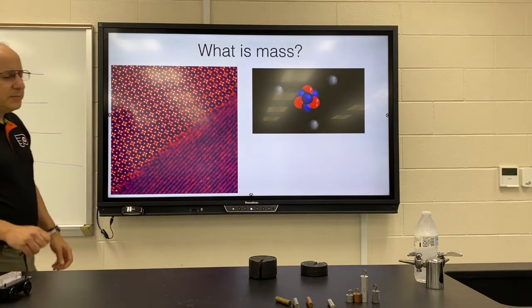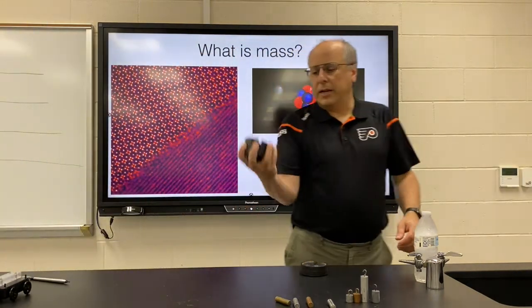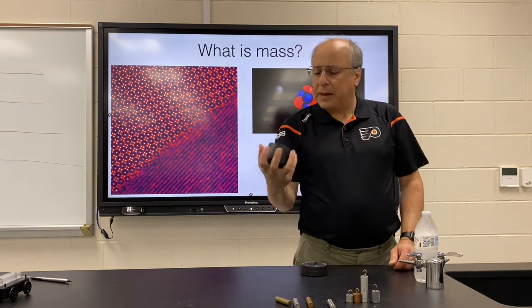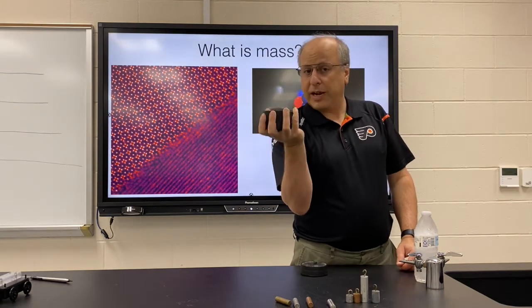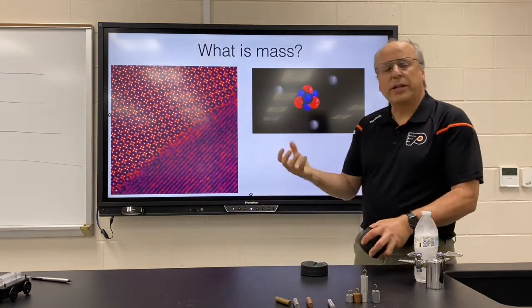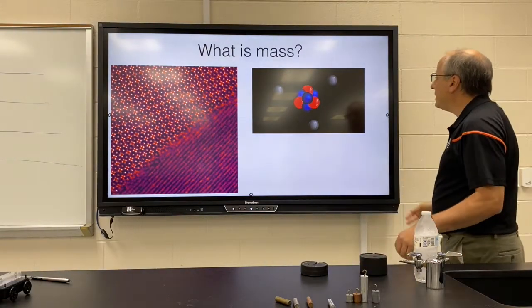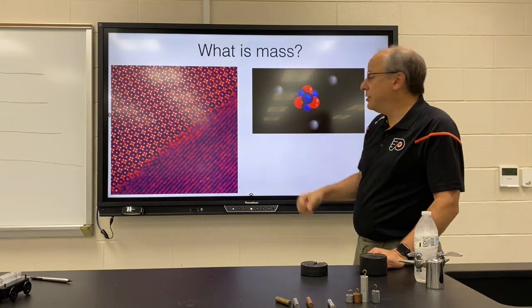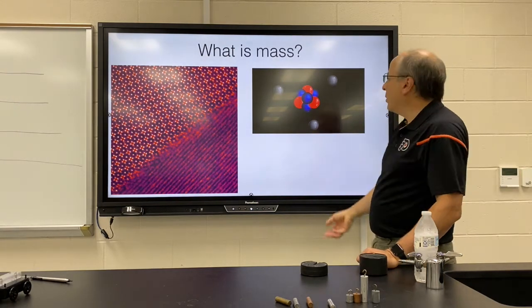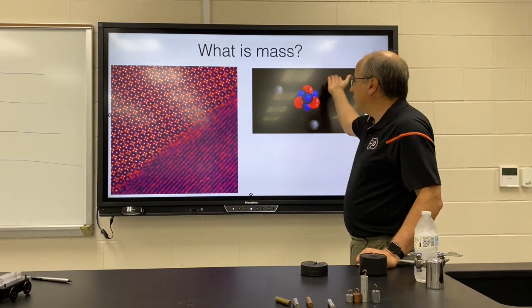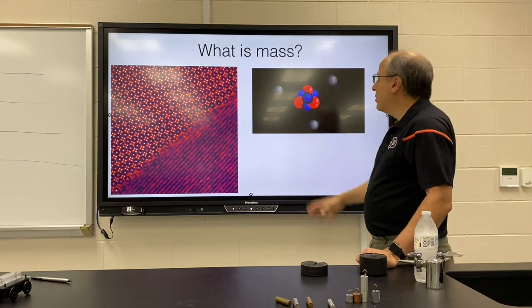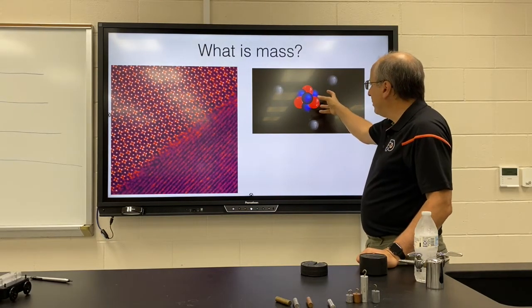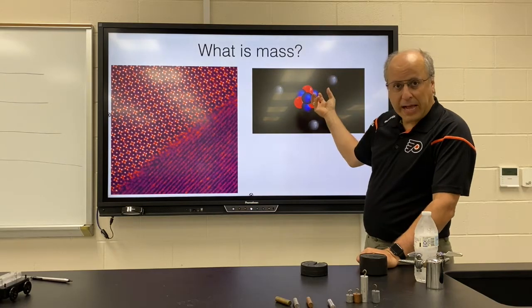So what actually is mass? When we look at an object like this and we know it's got a lot of mass, in fact 2 kilograms worth of mass, what are we talking about? Well, mass is actually a measure of the amount of matter that is contained in that object. And by matter, we're talking about things like protons, neutrons, and electrons. So the more matter, the greater the mass.